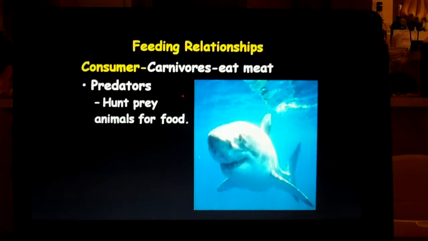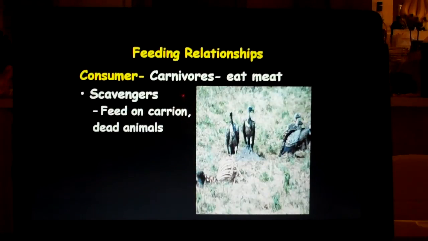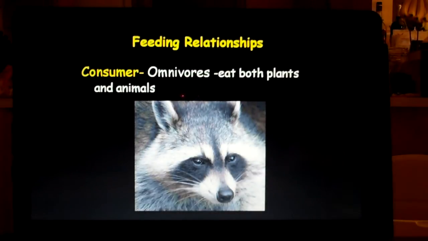Okay, so our consumers, carnivores, remember, they are our meat eaters. They are predators, which hunt their prey and animals for food. We have consumers which are carnivores as well and eat meat, but we also have scavengers, and they feed on carrion and dead animals. So your vultures would be a good example of this. Then we have our omnivores, which eat both plants and animals.